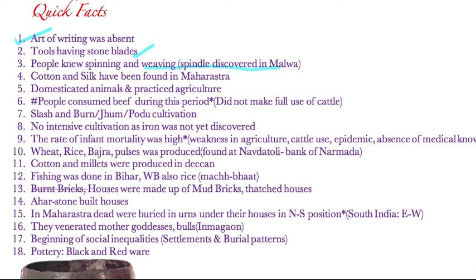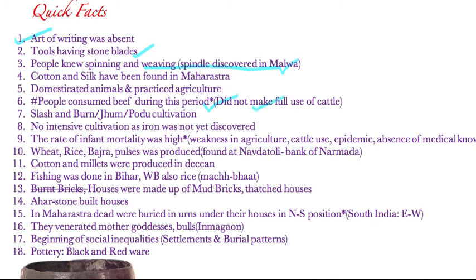In Malwa we have spindles, which points towards this. Then cotton and silk have been found in Maharashtra. Then they domesticated animals and practiced agriculture. But one more point is that people consumed beef during this period. Also, one important point is that people used to think that consuming milk is not good for humans, that it is meant just for the calf, so we should not consume milk, rather we should eat meat. So they did not make full use of their cattle as they were not milching their cattle.